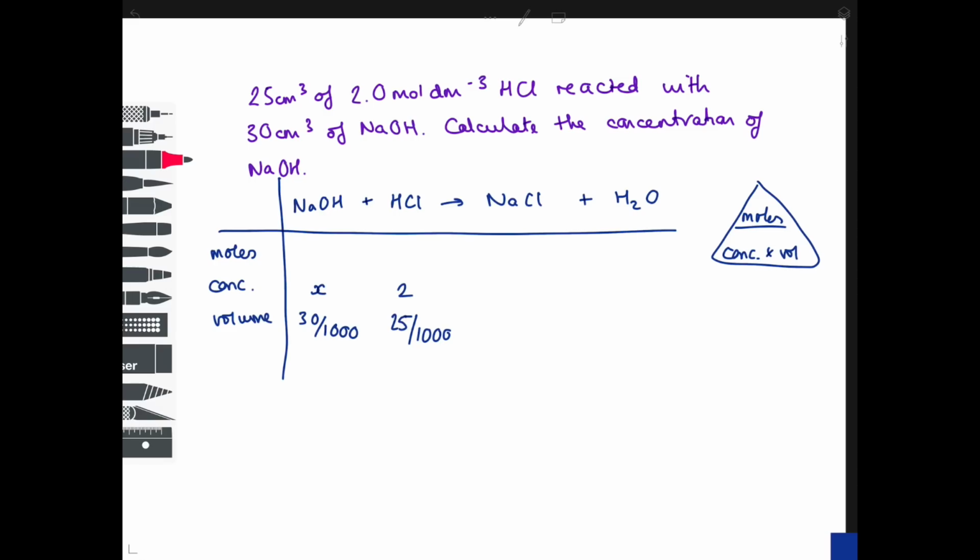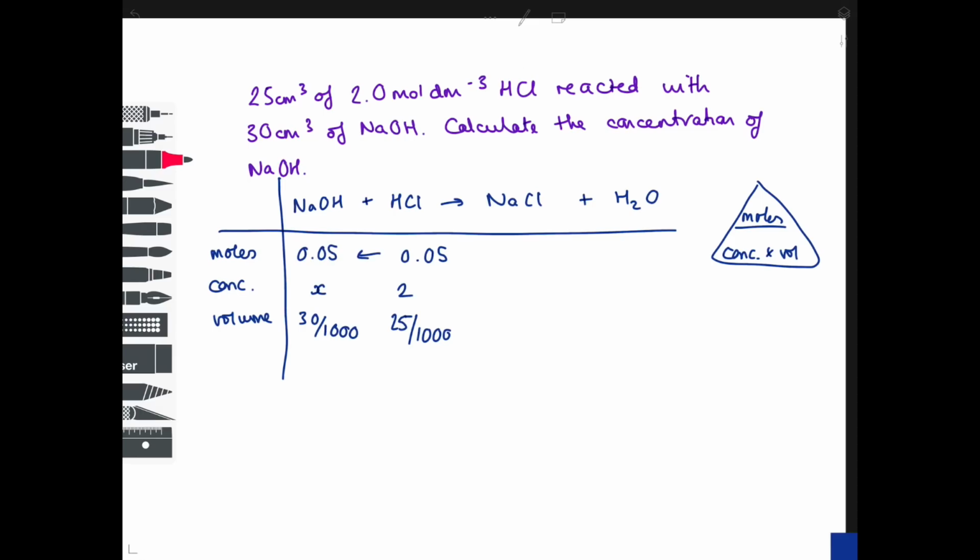So the moles is concentration times volume. I can see that from the formula triangle. So let's work out the number of moles of hydrochloric acid. So 25 divided by 1,000 times 2, which is 0.05. Have a look at any big numbers. There aren't any, so that means I can carry that number straight over, and that becomes the moles of sodium hydroxide.